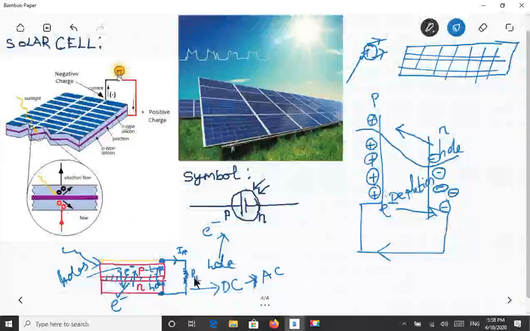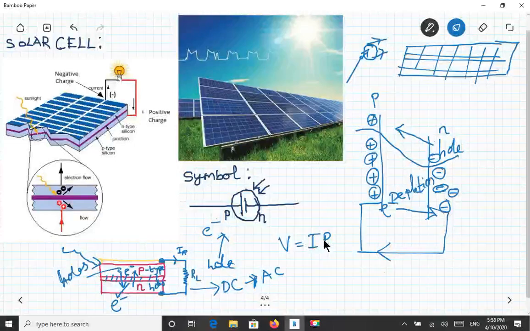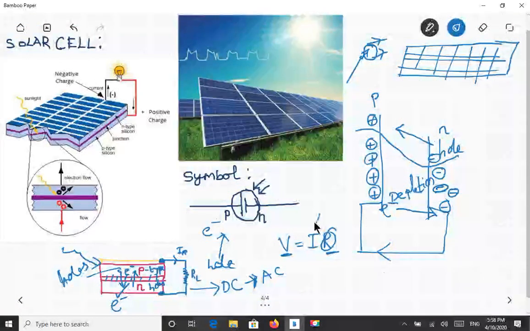So this RL is known as the load resistance. When there is a voltage, there will be a current if there is a resistance. So for this R, we can introduce this RL. Voltage is there, and once resistance is introduced, current will be generated.